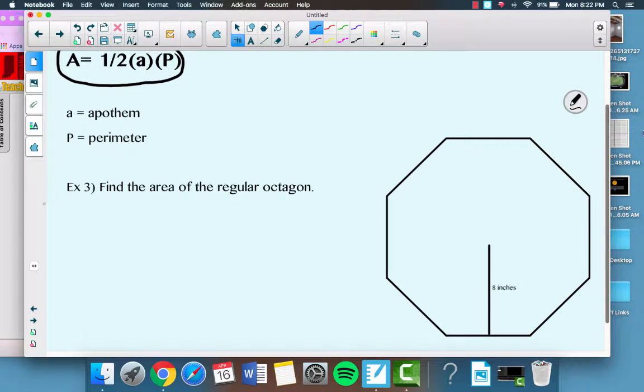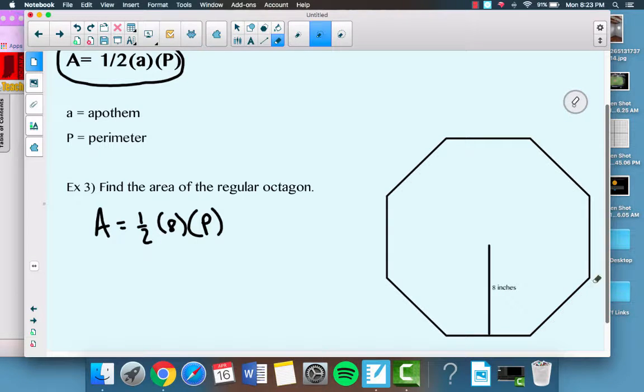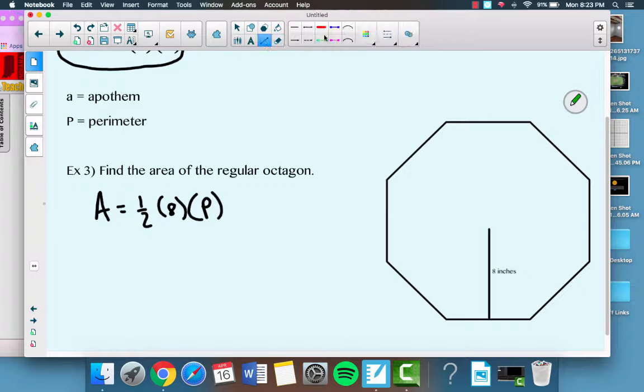Now just keep in mind that they won't always give you everything you need right away. So in this case, they give us the a, that's the apothem. So right now we have 1/2 times 8, but the problem is that we don't know what P is. So we don't have the perimeter yet. So we're going to have to use a little bit of extra information to help us find that perimeter. So to do that, we're going to go ahead and add in some radii to our picture, so that way we have an isosceles triangle again. So the isosceles triangle is going to be very helpful. Now, unfortunately, we don't have any other information. So what we're going to have to do is use what we used in the last couple pages, that central angle.